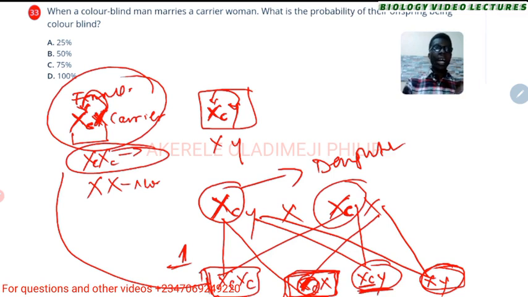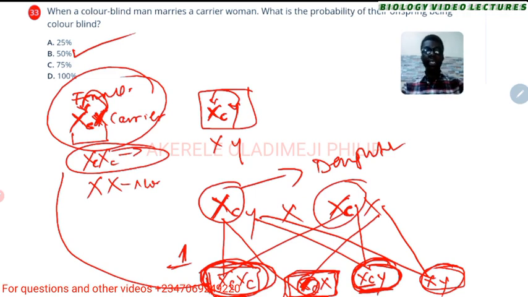So it says, what's the probability of the offspring being colorblind? Well, this is colorblind as a female, this is colorblind as a male. So there are two, that's 50%. All right. So one boy is having it, one girl is having it. Don't forget that for a female or girl to have it, the two X chromosomes must be affected. All right. So that's the answer.